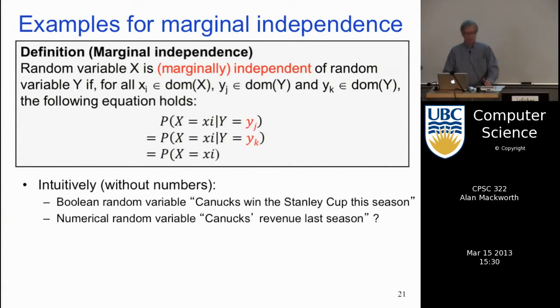So, for the hockey fans. Suppose we have these two interesting events we're interested in. Are the Canucks going to win the Stanley Cup? How much would you bet on that? Not too much. And some numerical random variable, like how much money did they make last year? How much did the team make? Okay. Are those two intuitively independent?